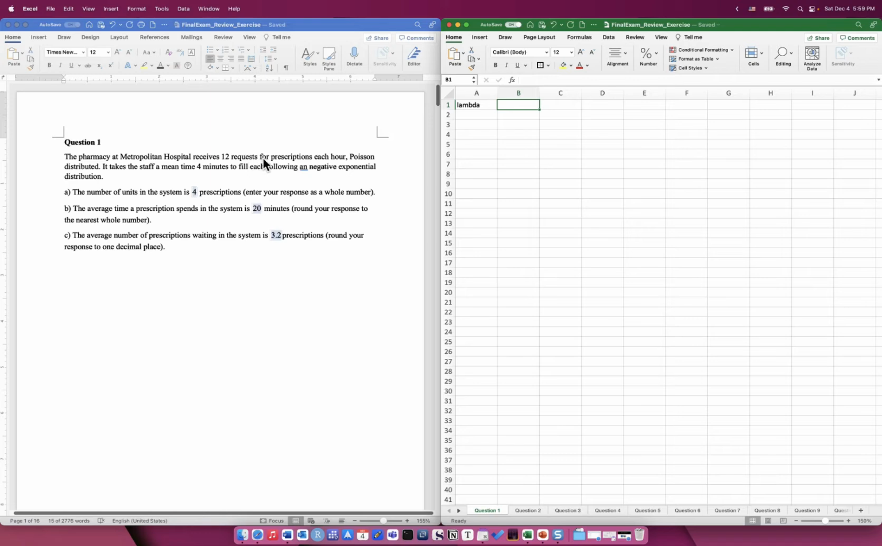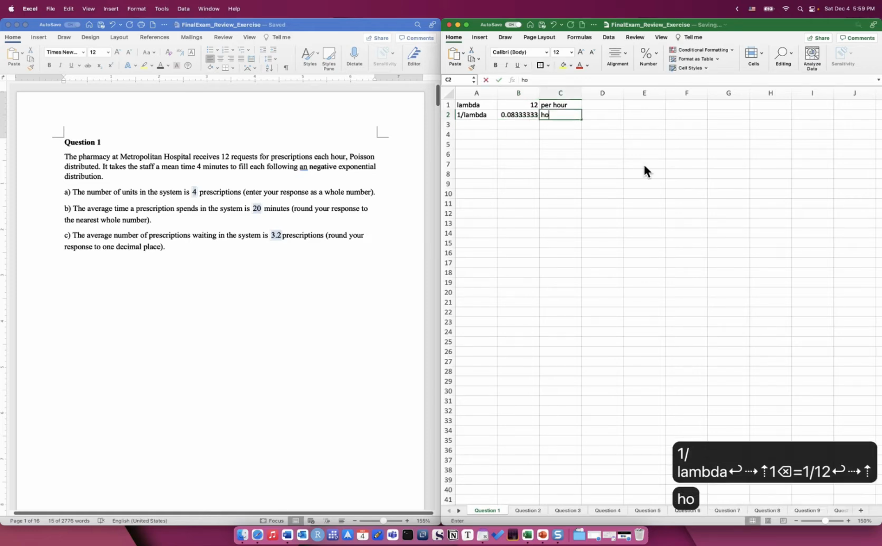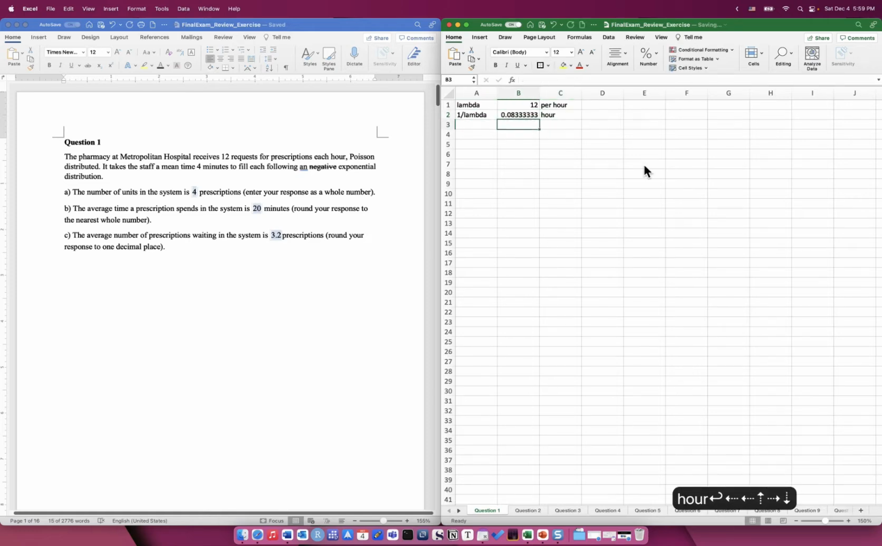Receives 12 requests per hour. So lambda is strictly provided as 12 per hour. Okay, per hour. And the inter-arrival time, which is 1 over lambda, is gonna be 1 over 12 hour. So this is the average time in between every arrival.